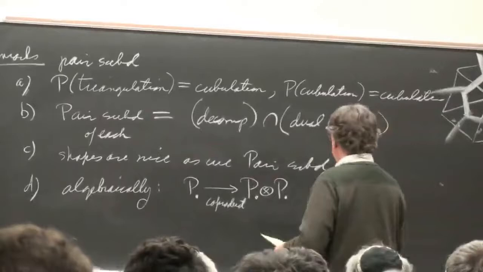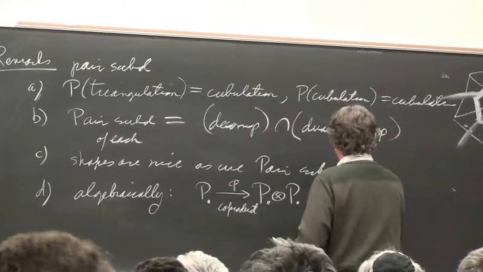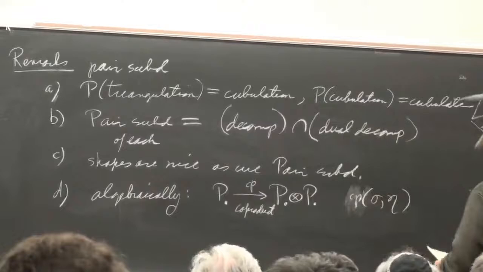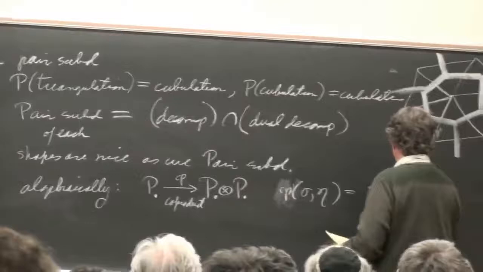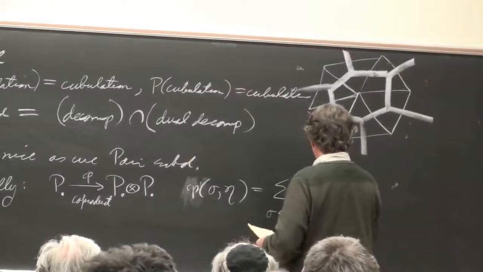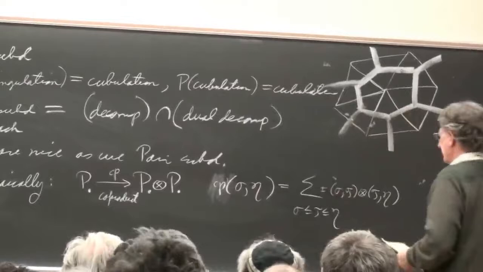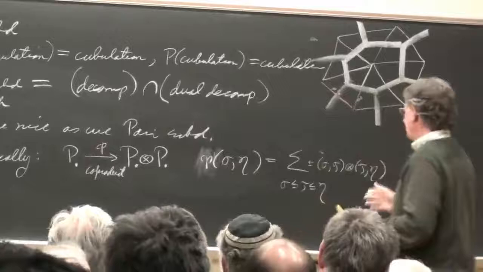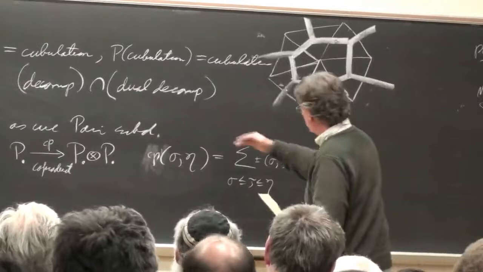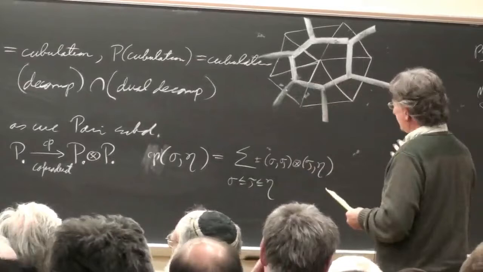So CP of sigma eta, so this is the name of a cell in the pair subdivision, is the sum over sigma less than or equal to tau less than or equal to eta, there's signs here which I didn't work out, of sigma tau tensor tau eta. So there's a concrete formula, and this is co-associative, compatible with the differential co-product. And the dual object is associative, compatible with the coboundary co-product. But it's associative but not commutative.